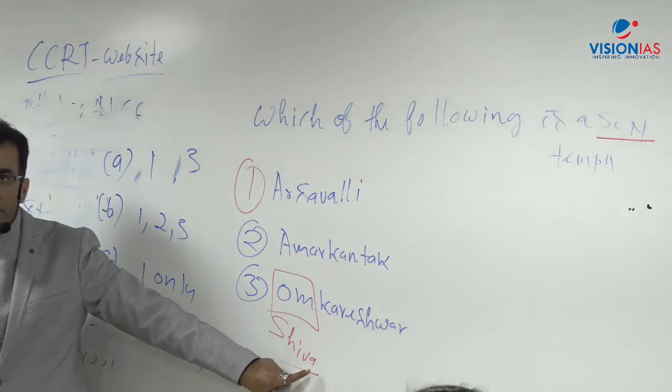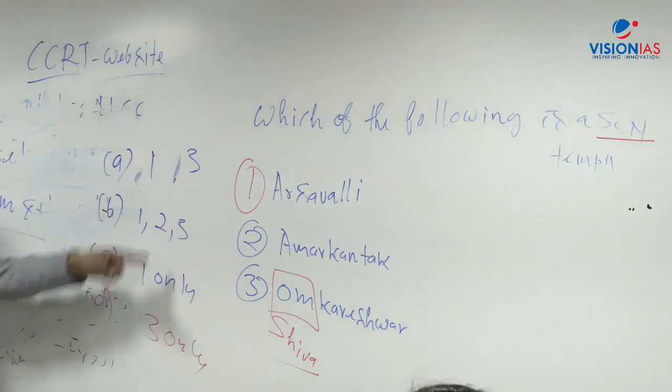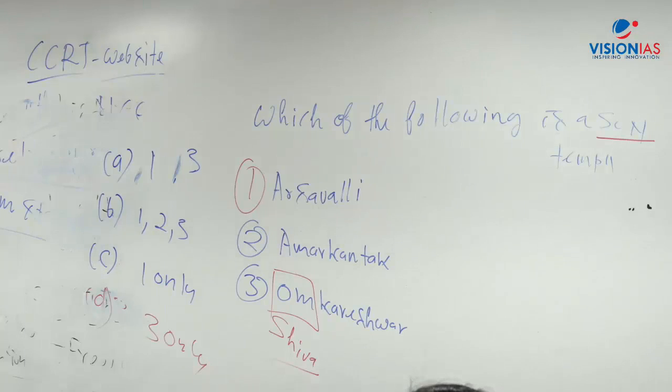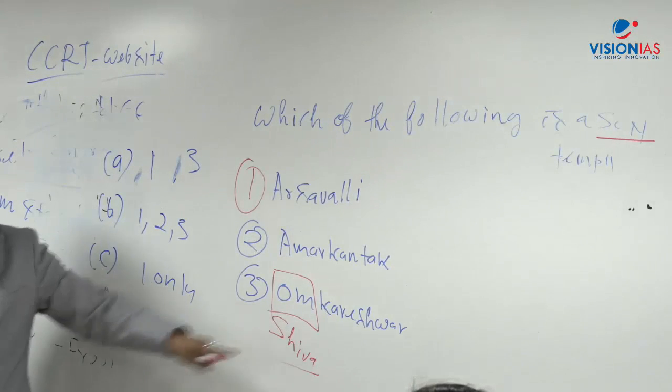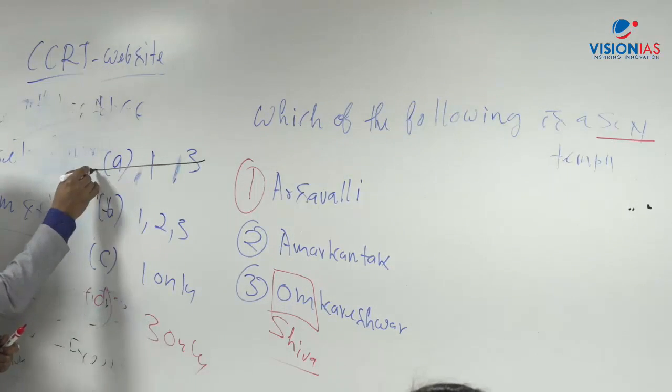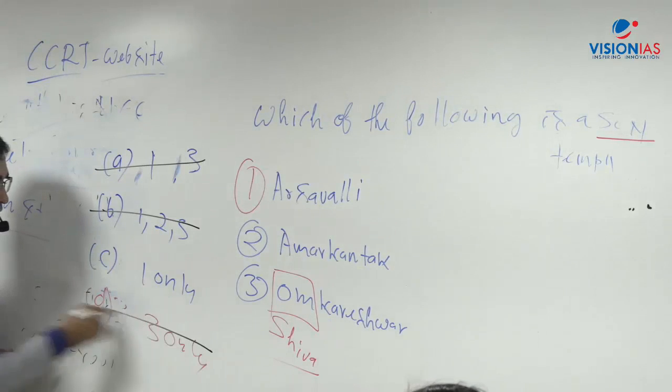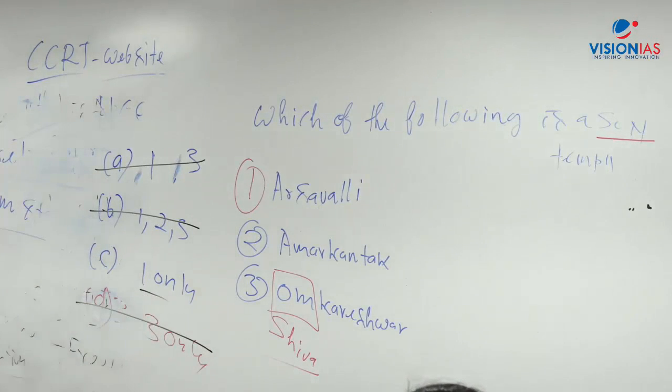So obviously, wherever in these options you have the Shiva, you have the Omkareshwar, you need to cut it. Cut this down, cut this down, cut this down. This is the answer. Then you don't even need to remember whose temple that is.